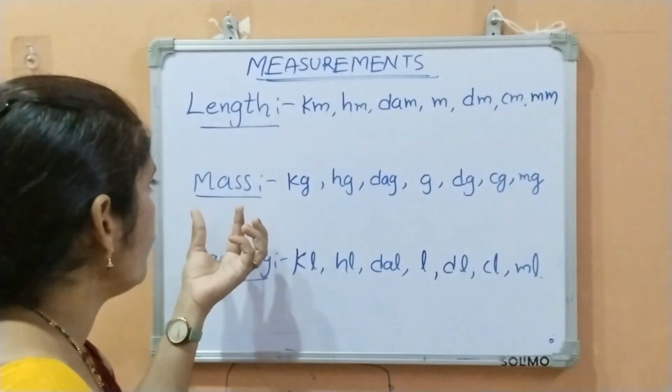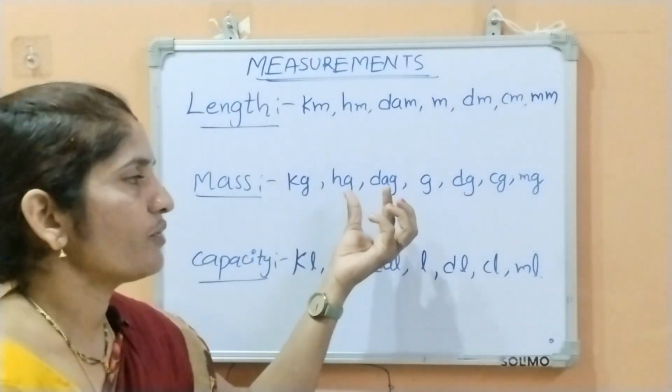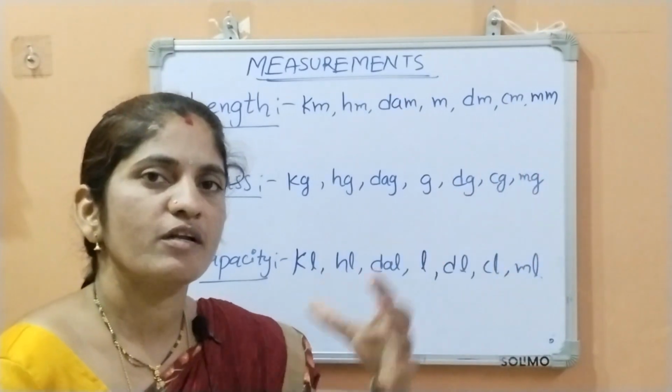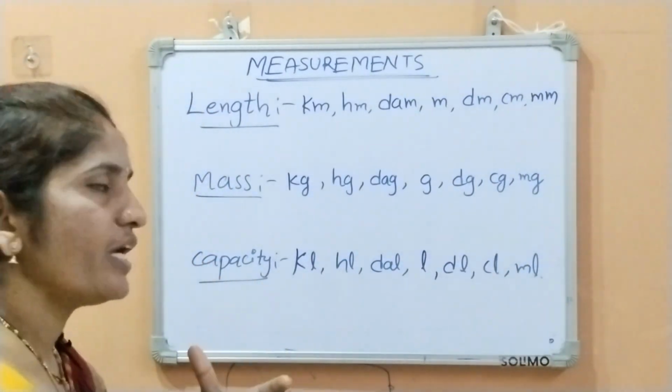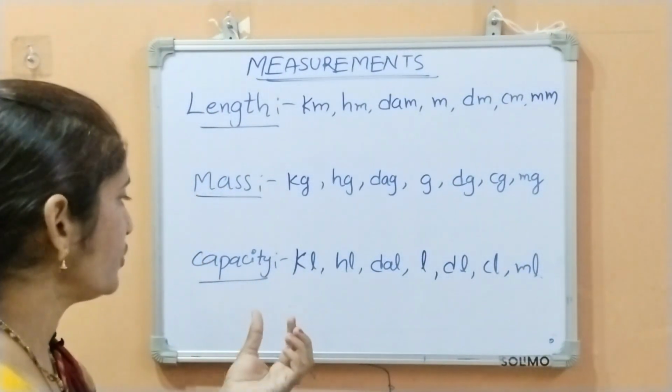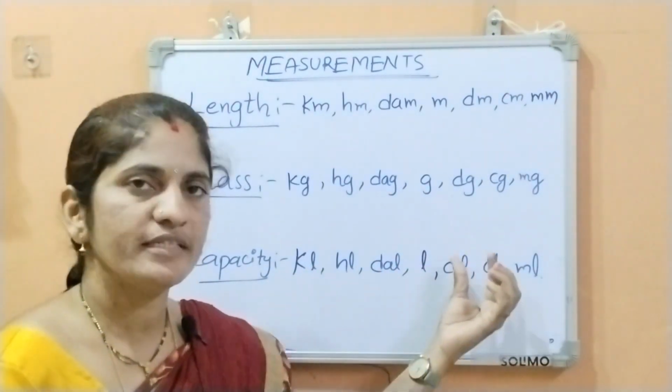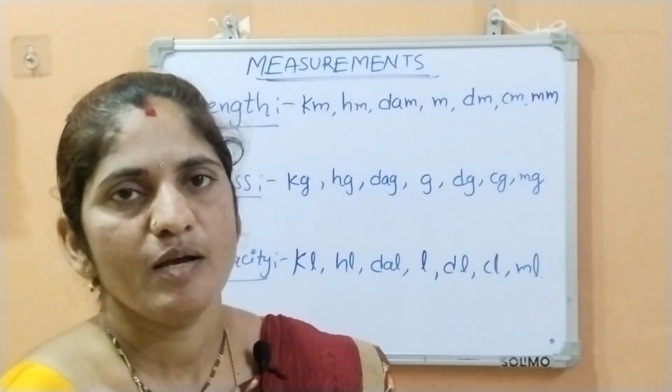Okay. So mass we will measure in kilograms, hectograms, decagrams, grams, decigrams, centigrams, milligrams. How can we measure capacity? We will measure kiloliter, hectoliter, decaliter, liter, deciliter, centiliter, milliliter.